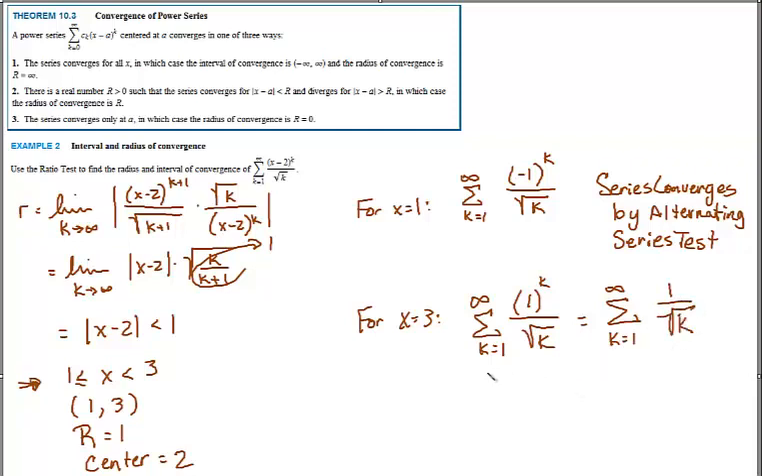This is a p-series with p equal to 1/2. This thing diverges. That means my interval of convergence is just this right here, not including the 3, but including the 1.